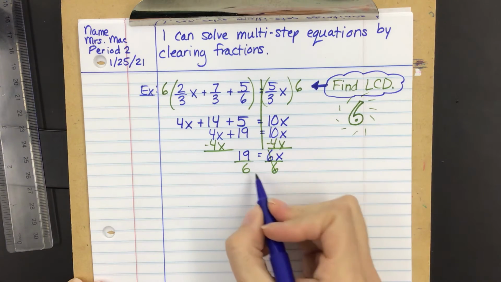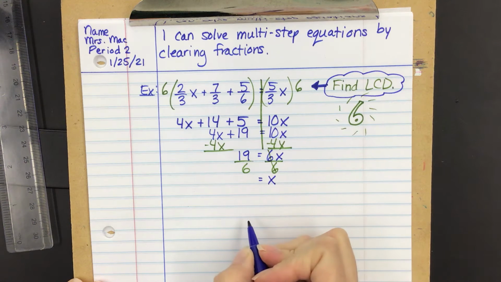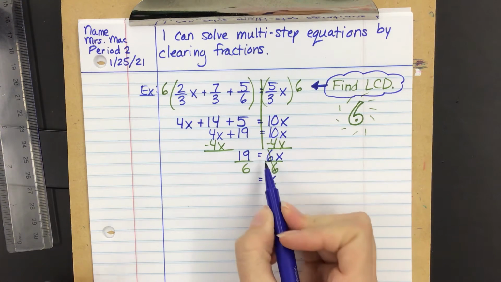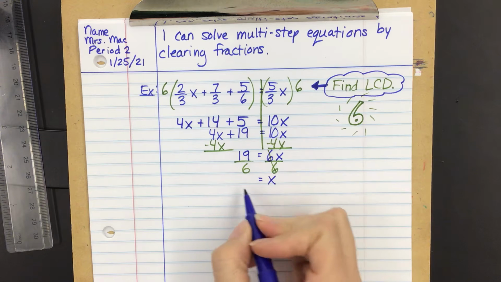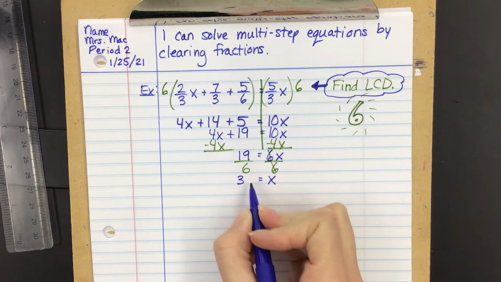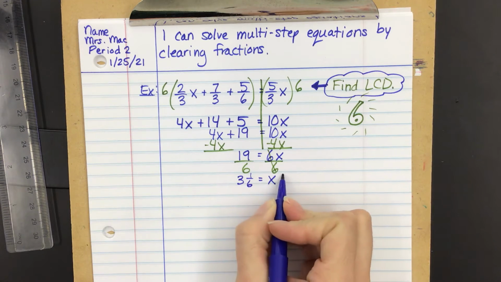And you can either leave it as an improper fraction or you can change it to a mixed number. So if you leave it as an improper fraction, it will be 19 over 6. If you change it to a mixed number, that should be 3 and 1/6.